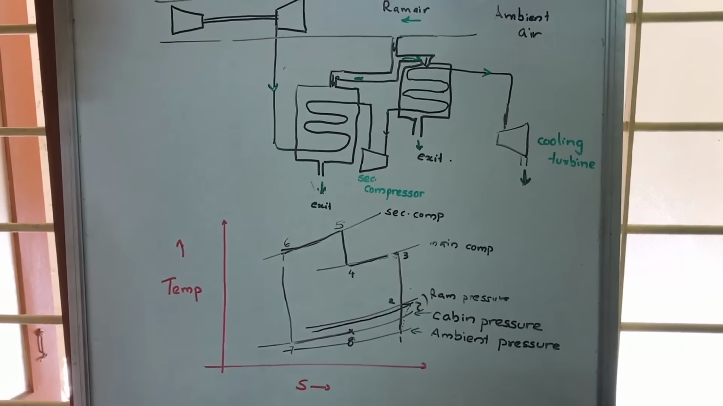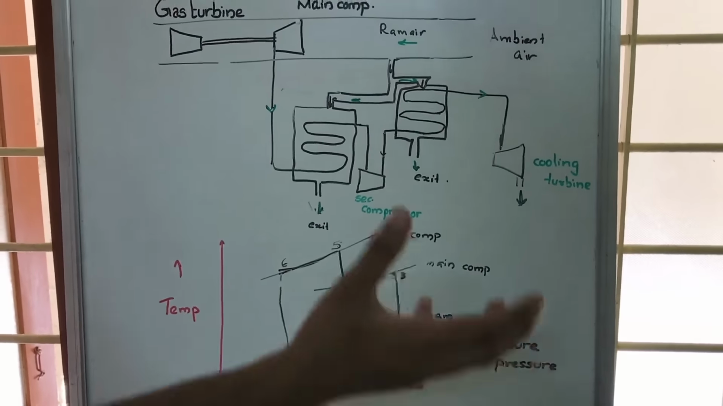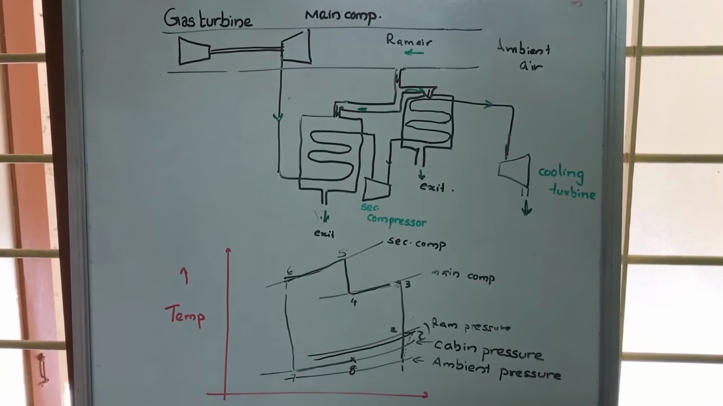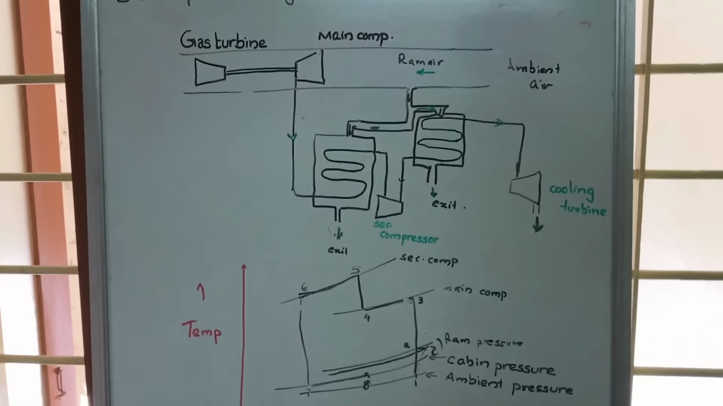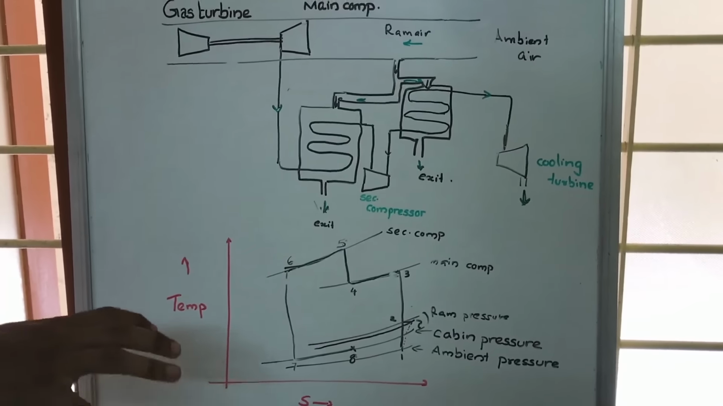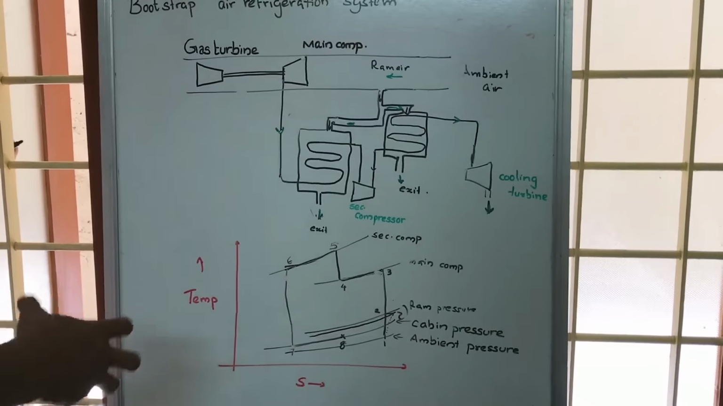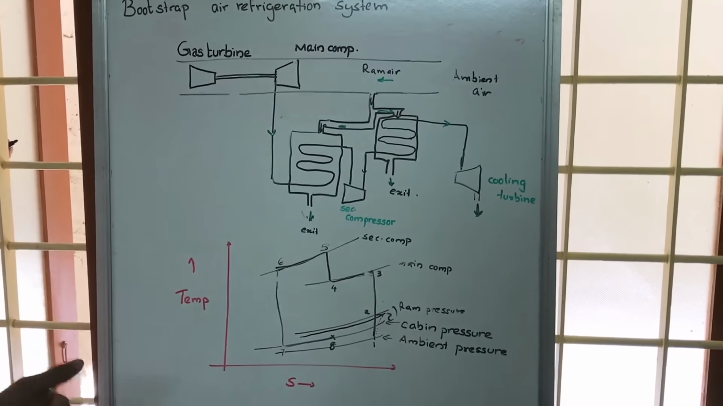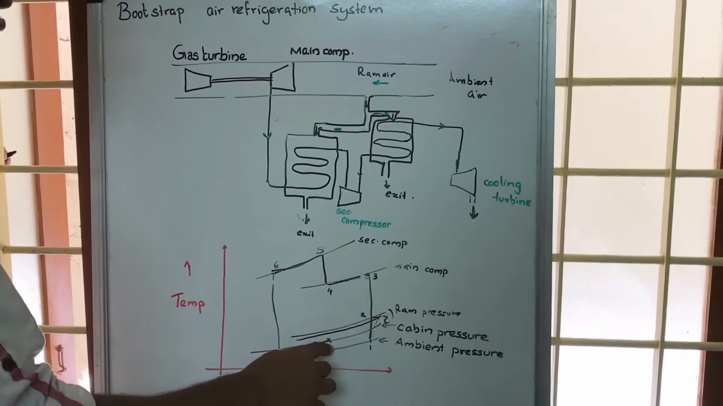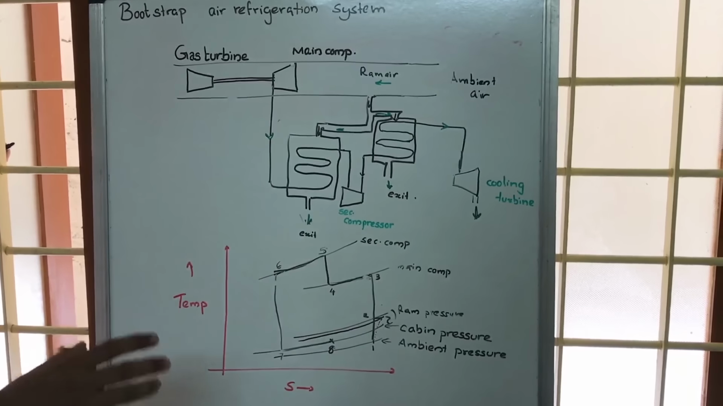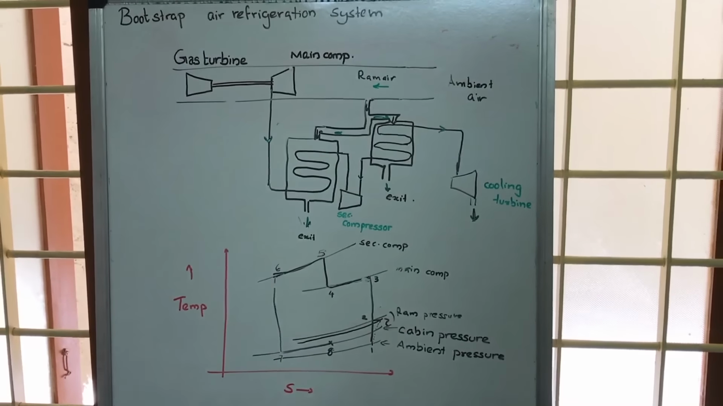On entering the cabin, automatically there is heat due to the body temperature of the humans present there and the facilities available there. So this air will be absorbing heat from the cabin, and its temperature will be rising. So it reaches point 8. So this is what happens in a bootstrap air refrigeration system.